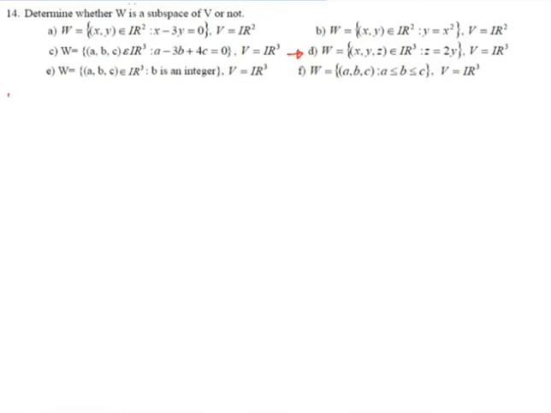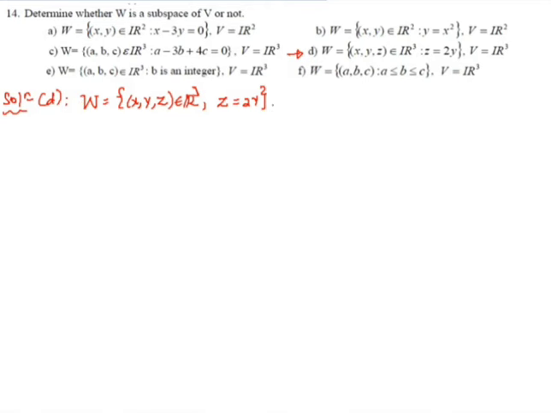What do we have in d? W is a set with triplets x y z which is in R3. What condition does it have? The third entry z is twice the second entry, z means 2 times y. The first entry can be anything, but the third entry z is 2 times y. Such collections are elements of w.